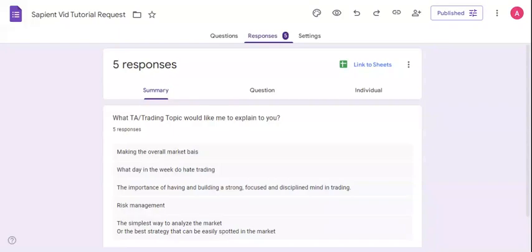So, it says making the overall market bias. If I would talk on that, what I'll say is that when you want to get a bias, right? You have to come to the market with zero emotions, right? You have to come to the market with zero emotions. You don't have to be sentimental about it.